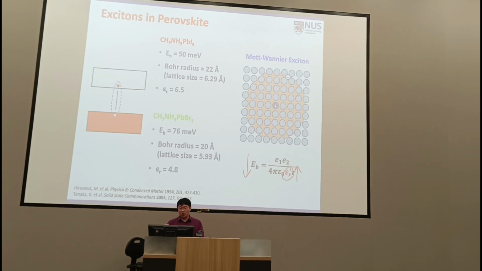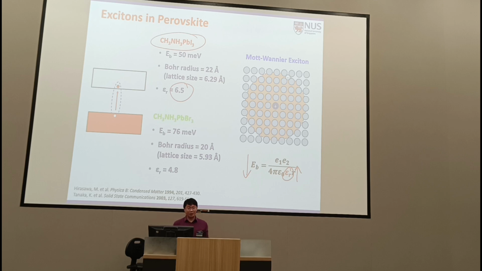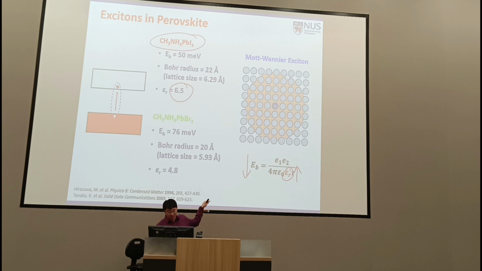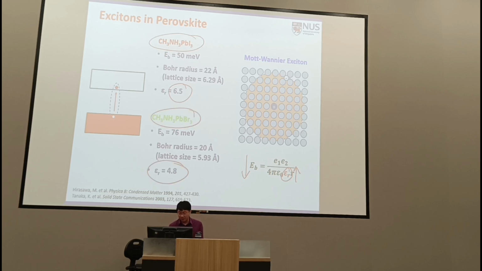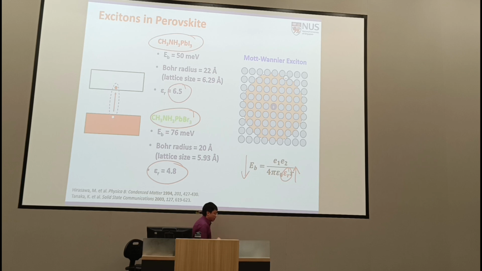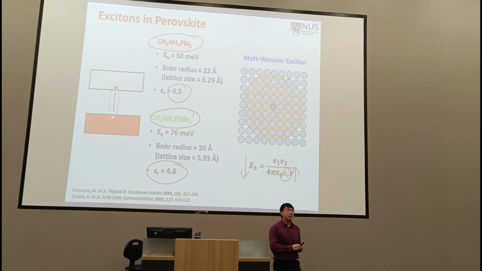The relative permittivity of iodide perovskite is 6.5, and these are based on calculations by these papers. These are actually published results. Of course, there are other papers that have slightly different numbers. Yes, sure, there might be some slight differences, but at least in these papers that were quite early on, they studied this and it was right. And for the bromide perovskite, 4.8. So these are reasonably large relative permittivities.